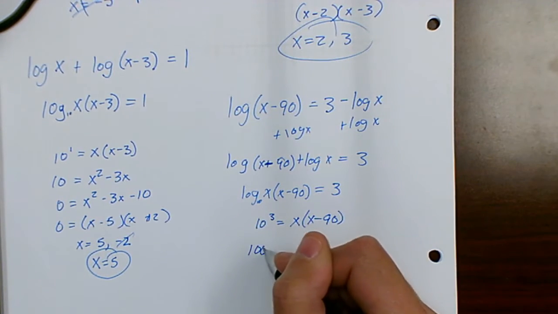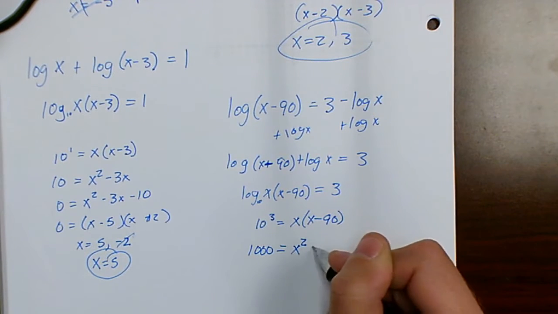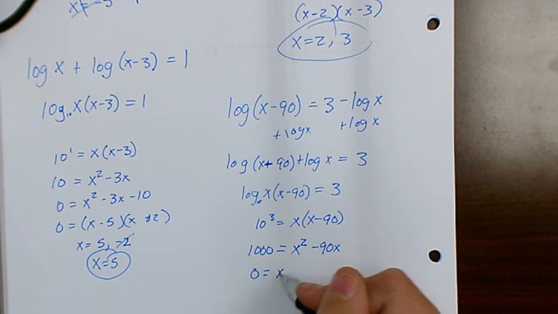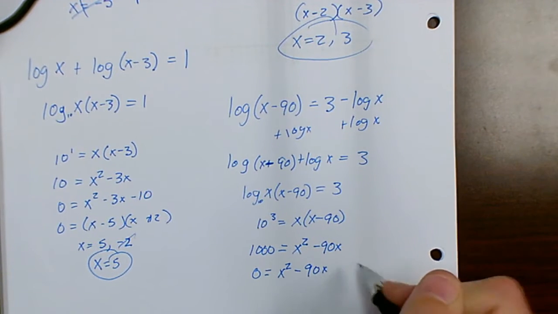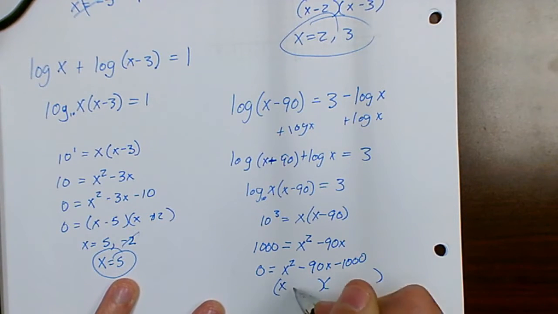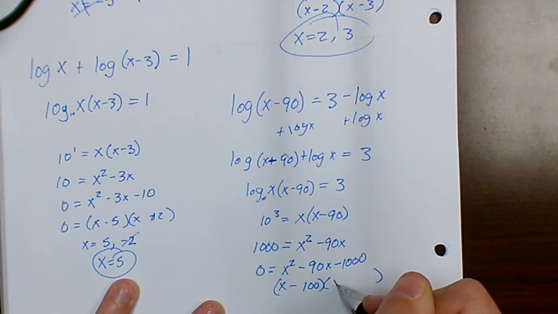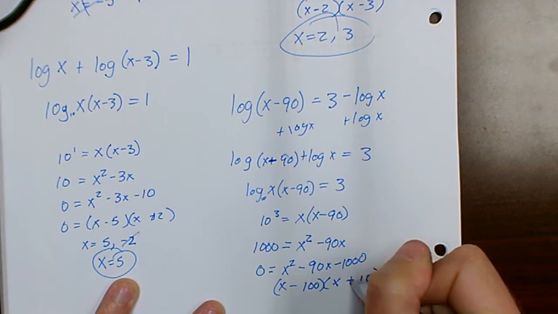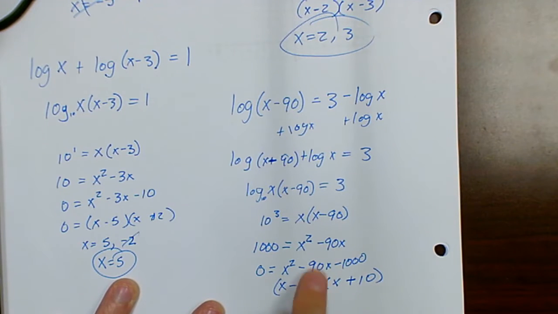So we have 1,000 equals x squared minus 90x. Solve for the quadratic, minus 1,000. So that would be x minus 100 times x minus 10. 100 times 10 is 1,000. Oh, actually that would be a plus. So there we go. And then add those, you get -90. So x equals 100 and -10. x equals 100 and x equals -10.